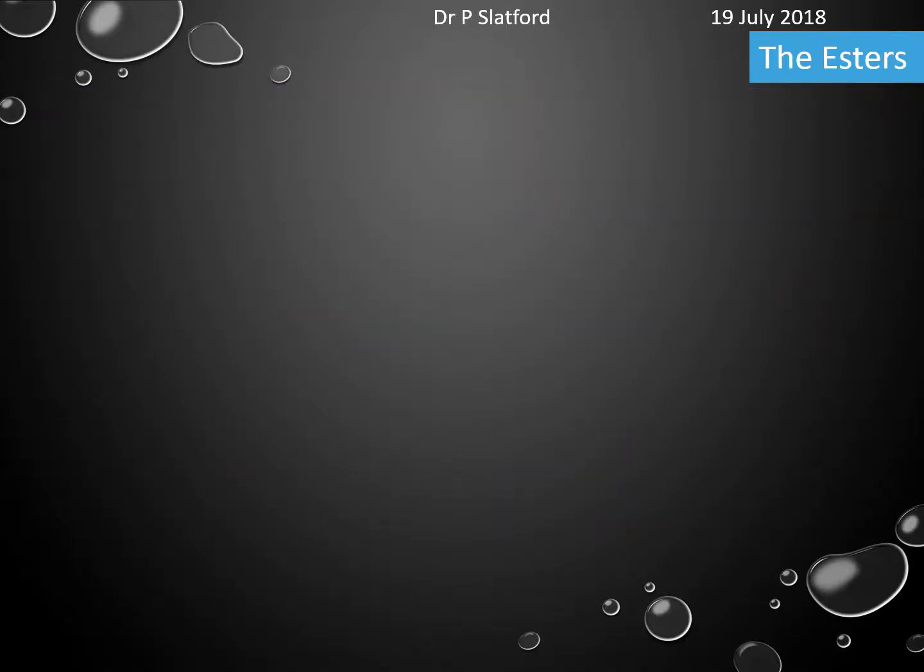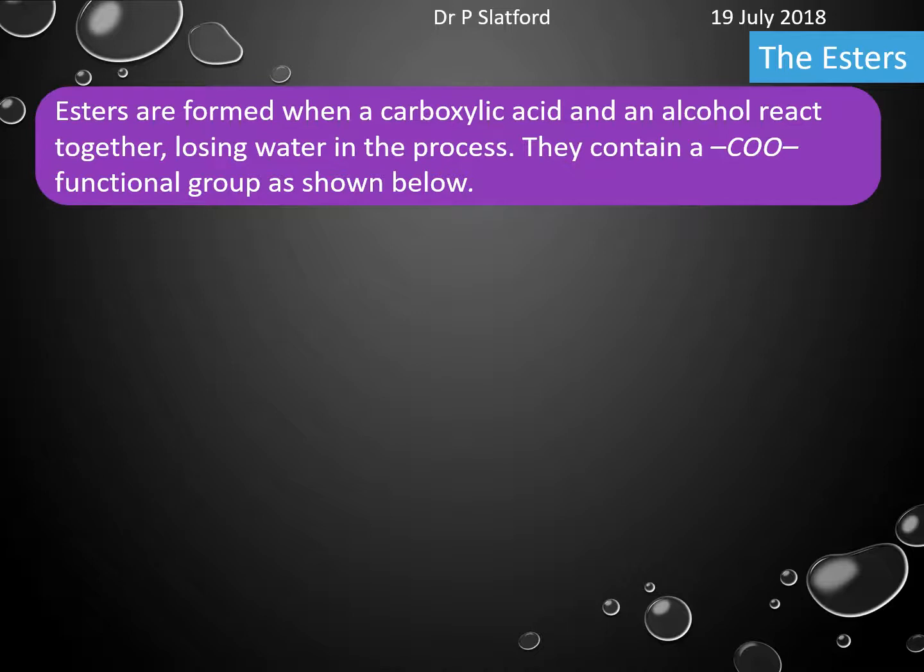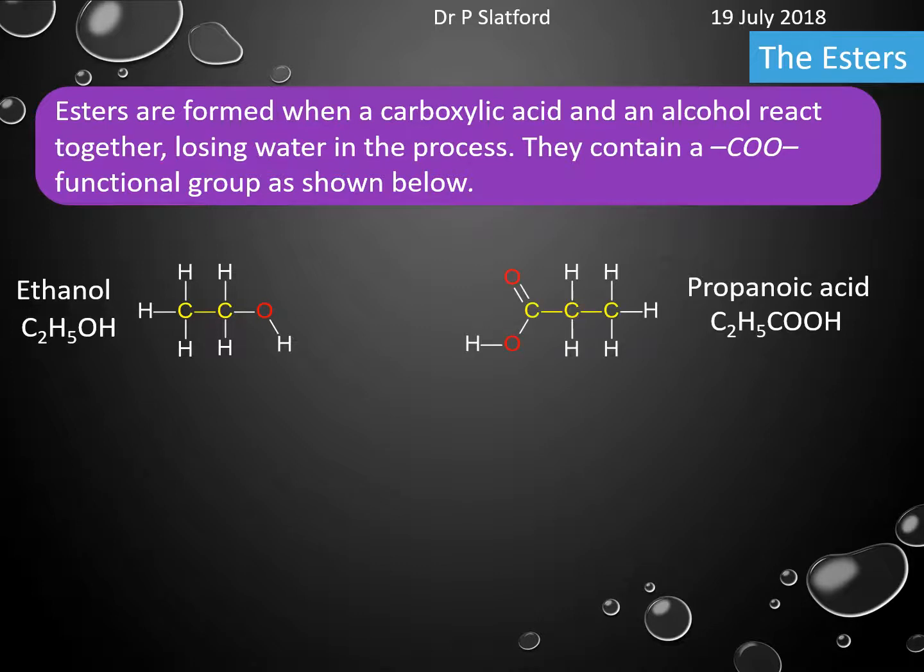The last group is the esters, and these are slightly different because it's not as easy to show you a whole list of esters, because we generally form them by reacting a carboxylic acid and an alcohol together, and we lose water and the two molecules join up. So just to give you one example, here is ethanol, and here is propanoic acid.